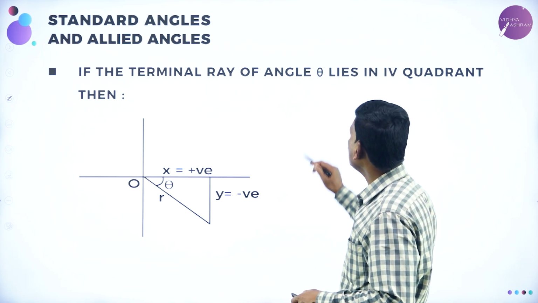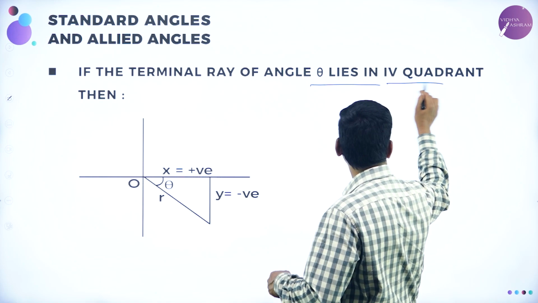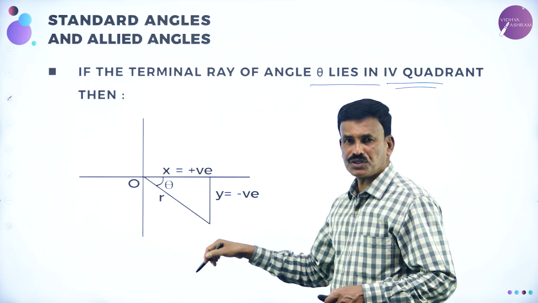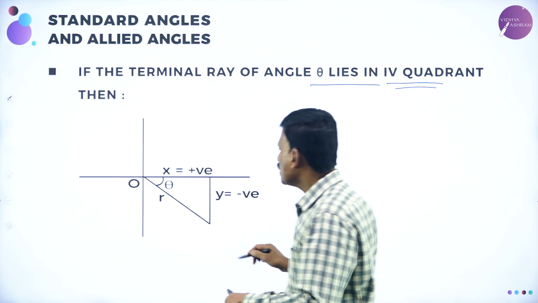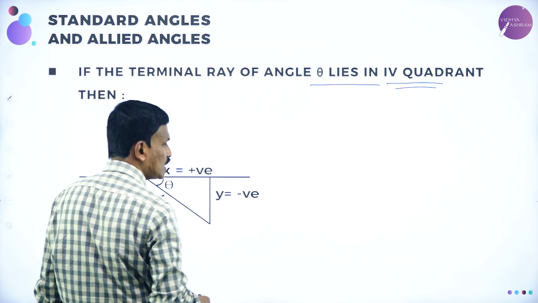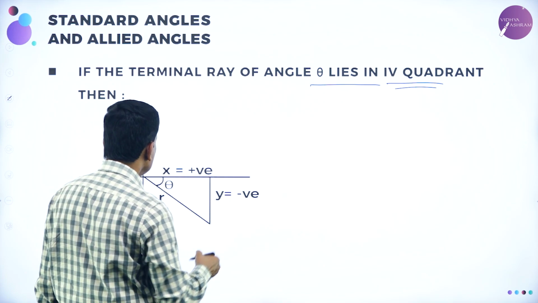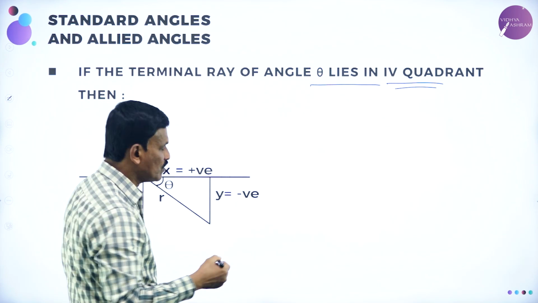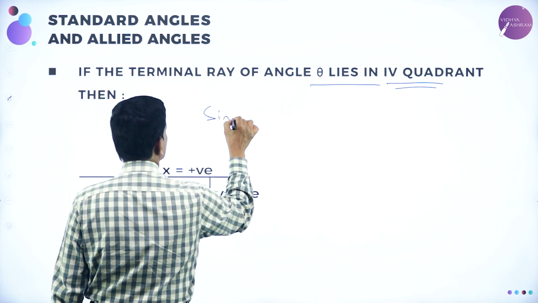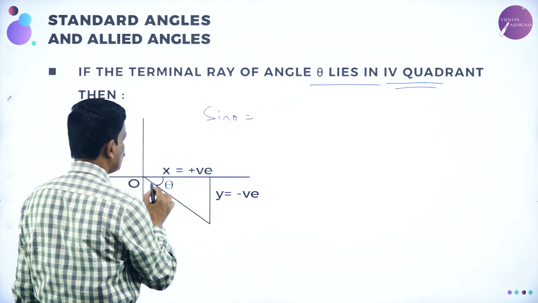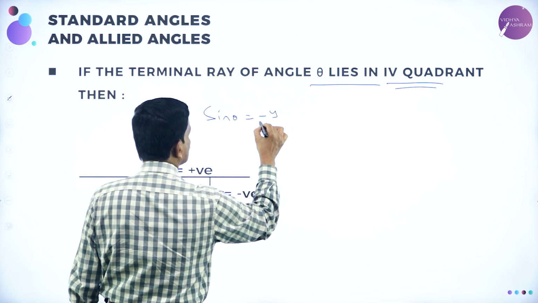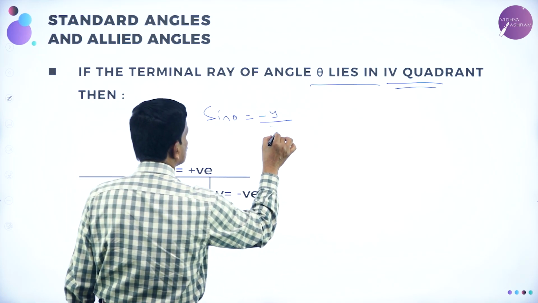If the terminal ray of an angle theta lies in the fourth quadrant, then what happens? So x is positive, y is negative, and r as usual is positive. x is positive, y is negative. So if you write carefully, what is sine theta? Sine theta is equal to opposite by hypotenuse. What is opposite? Opposite is minus y, divided by hypotenuse r.